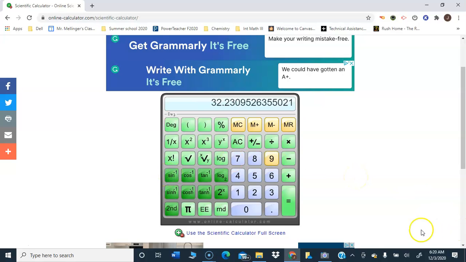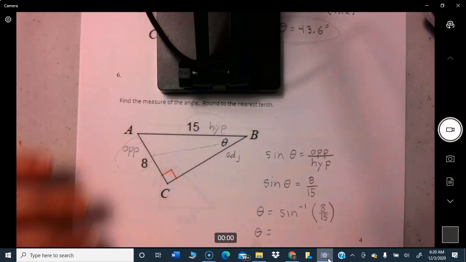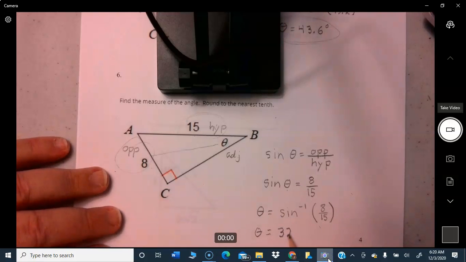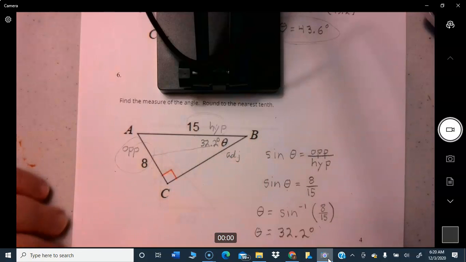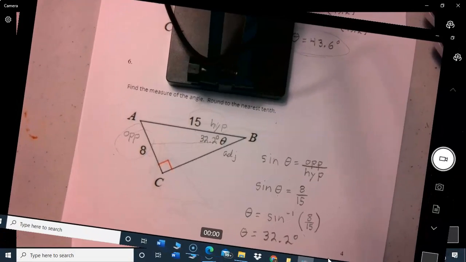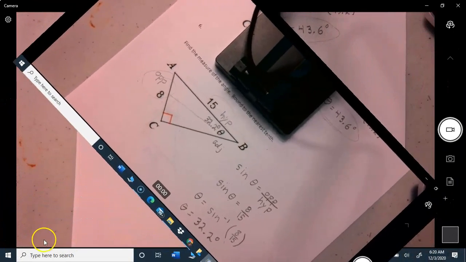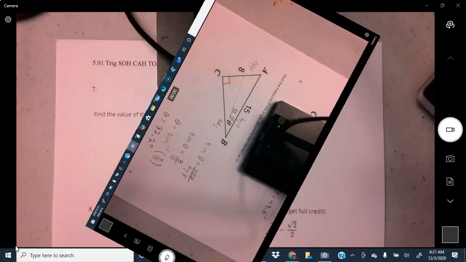So we'll go on back to our sheet. Theta equals 32.2 degrees. Right there. 32.2 degrees. Okay? And that's that. That's all they're asking for. All right, let's keep going.